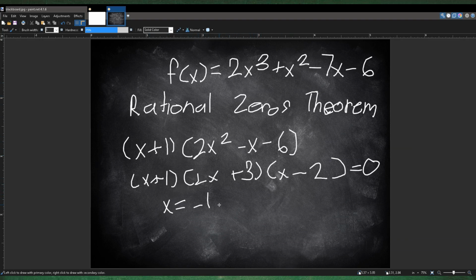So that's x equals 1, that's -3/2, and this is 2. So these are the answers. These are all the zeros or roots or x-intercepts or what you call them. They aren't interchangeable. So that's the rational zeros theorem.